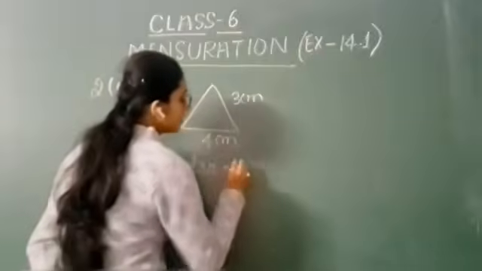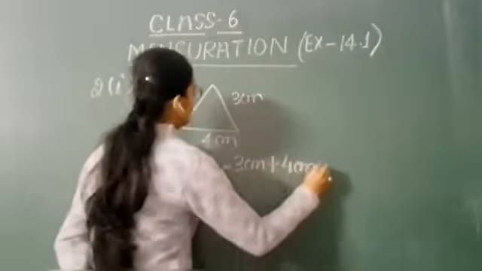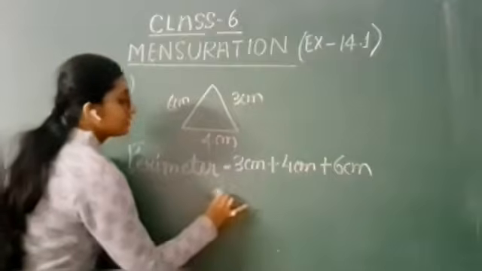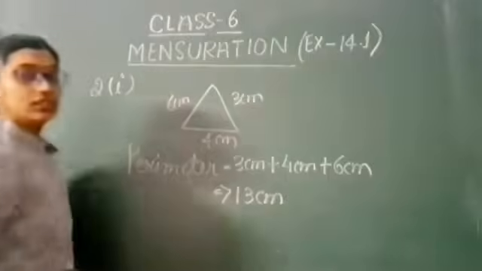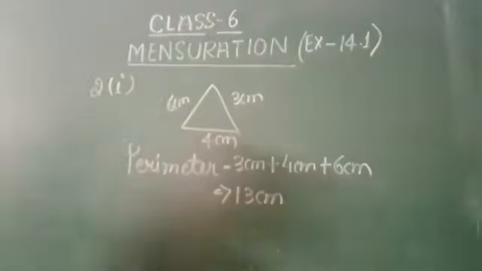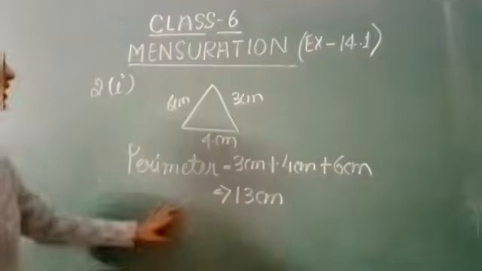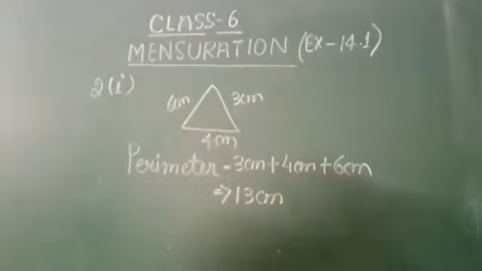Perimeter is equal to 3 cm plus 4 cm plus 6 cm. The answer will be 13 cm. Okay. The next, second part. A triangle of sides 7 cm, 5.4 cm and 10.2 cm is given. First of all, write it down in your fair copies. Then we will move on to the second part.